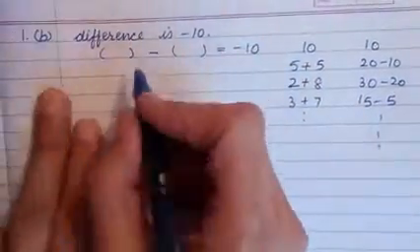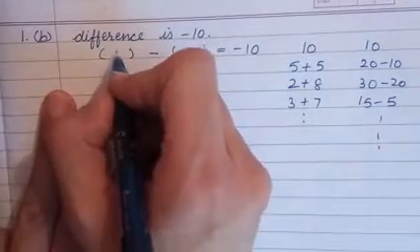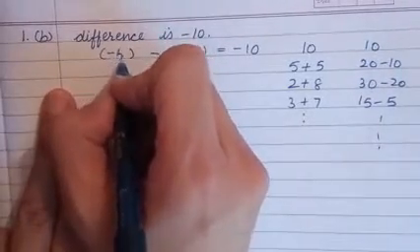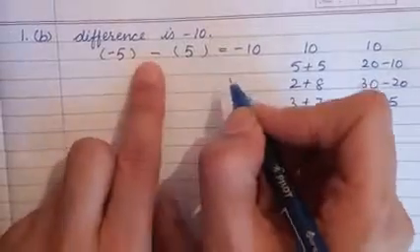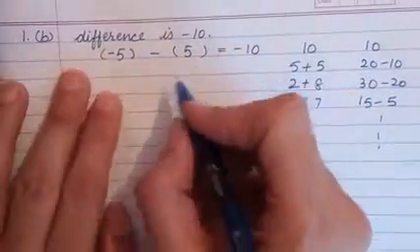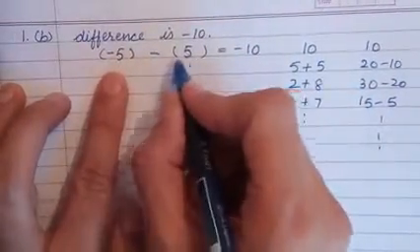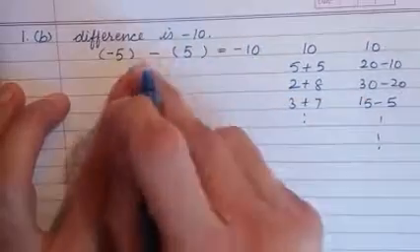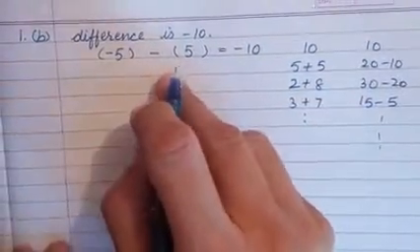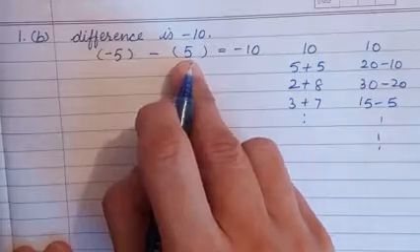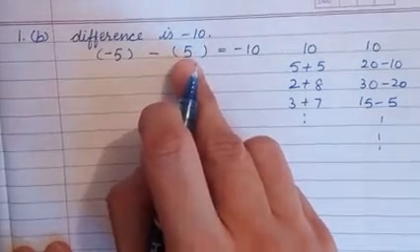So here we can write the pair as minus 5 and 5, because already a minus sign is there in front. So this pair minus 5 and 5, when we take the difference, we'll get minus 10. Here order is important. So we cannot write minus 5 here. We have to write 5 only.